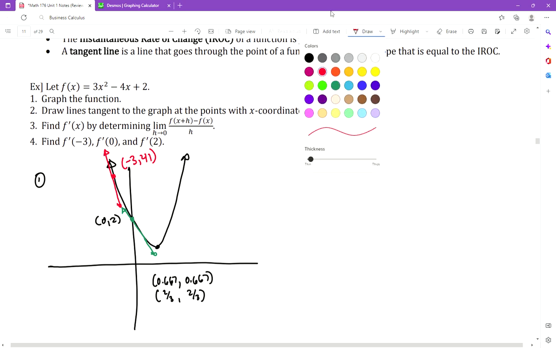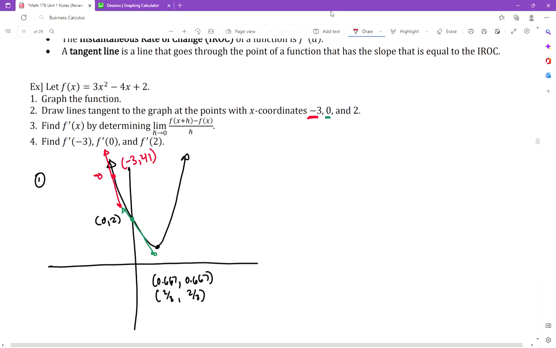Notice that the slope of this one, which we'll call m tan, the slope of the tangent line, is steeper than the green m tan. So it's shown that depending on where we are on the graph, we could have steeper or more horizontal tangent lines.